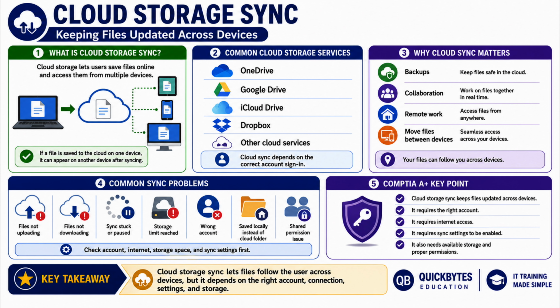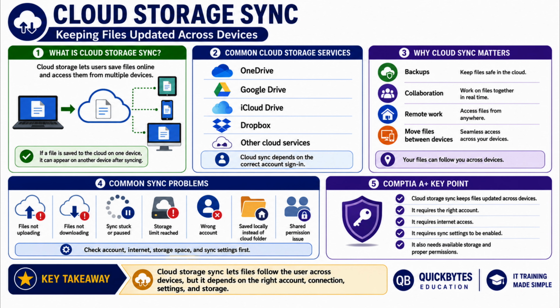Next is cloud storage sync. Cloud storage allows users to save files online and access them from multiple devices. Examples include OneDrive, Google Drive, iCloud Drive, Dropbox, and other cloud storage services. If a user saves a document to cloud storage on one device, it can appear on another device after syncing. Cloud sync is useful for backups, collaboration, remote work, and moving files between devices.